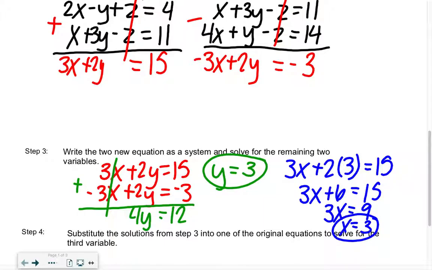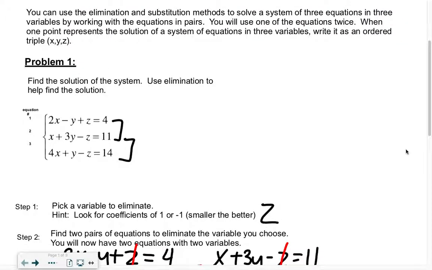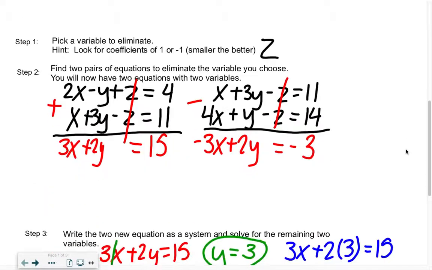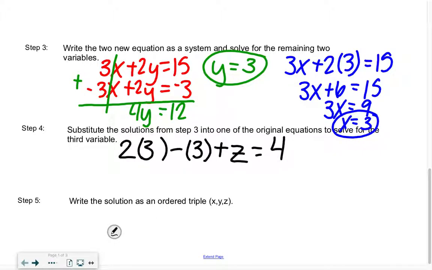Okay. Are we okay so far? Yes. Okay. So then it says step 4, substitute solutions from step 3 into one of the originals. That'd be all the way up top. How about just the top equation? Does that work? Okay. So that very top one, we have 2 times x. Do I know my x? 3. Yep, 3. Minus my y, which is 3, plus z equals 4. I put a line through the z's because they kind of look like 2's.